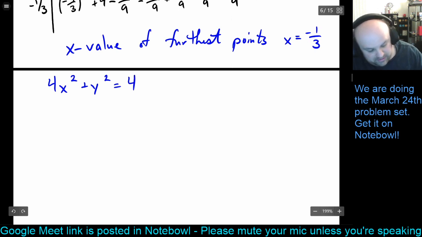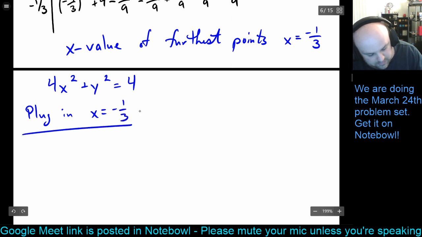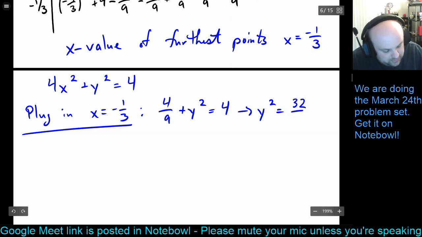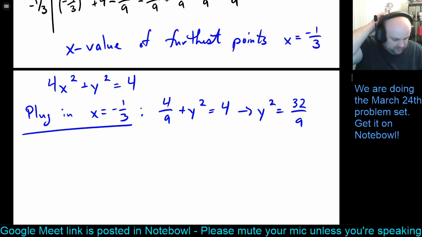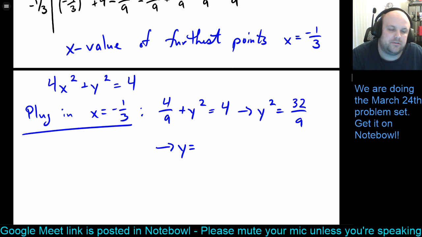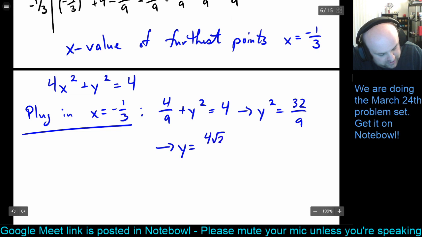Let's just plug in x equals negative 1/3. That's going to give us 4/9 plus y squared equals 4. So y squared is going to be 32/9. I think I did that arithmetic right. And so y is going to be the square root of 32. 32 is 16 times 2, so this is going to be 4√2/3, plus or minus, right?